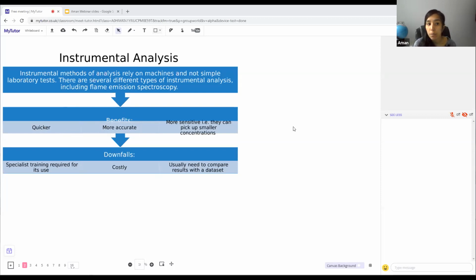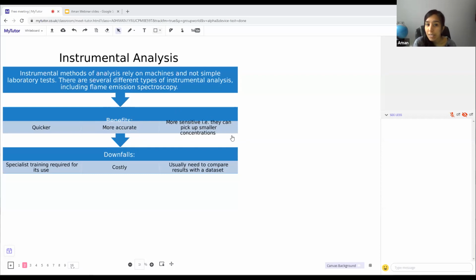Whereas when you use a computer, it's very accurate at telling you exactly what the sample has done when we've been testing it. So that's basically what I mean by more accurate. And then finally, it's more sensitive. So they can pick up smaller concentrations. So what that means is that if a sample has a very, very little concentration of a halide, for example, it can pick up that halide.